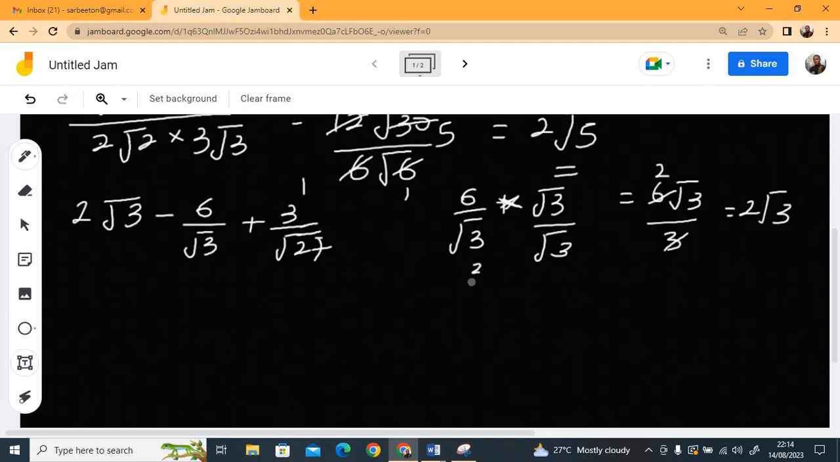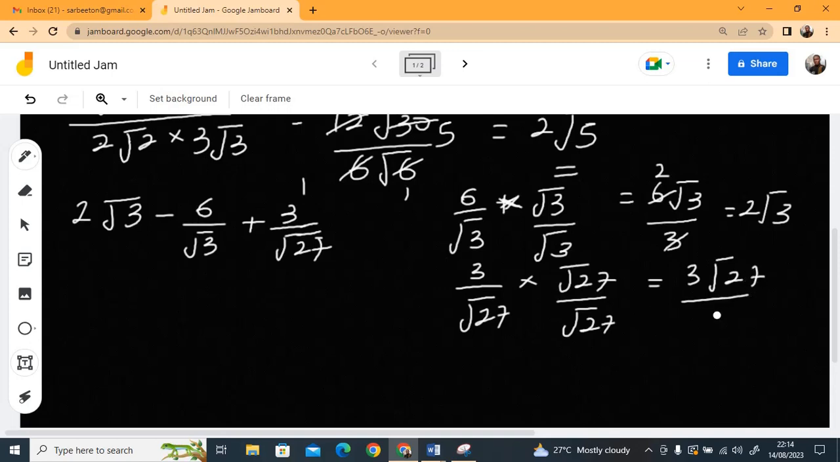You have 3 over root 27. I can do the same thing, times what? Root 27 over root 27. So when I do this now, 3 times root 27 will give me 3 root 27. Now 27 times 27 is what? Root 27 times root 27 is 27. So 3 here is 1, 3 here is what? It is 9. So I have root 27 over 9.